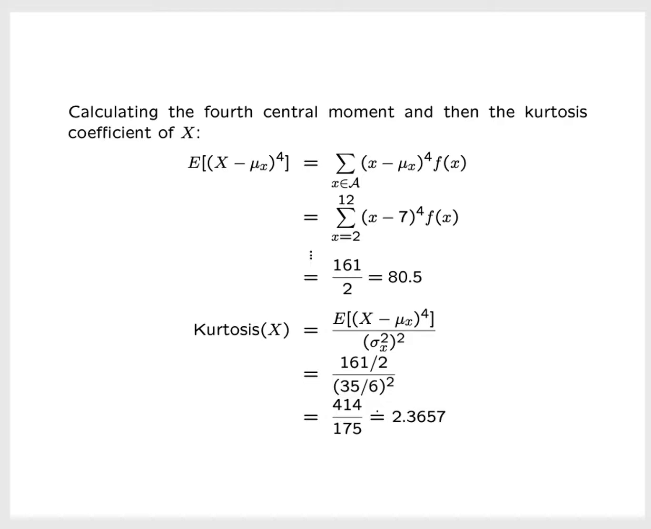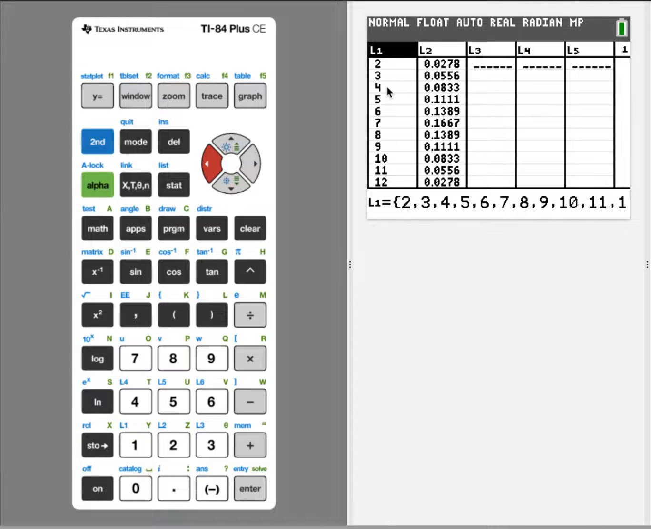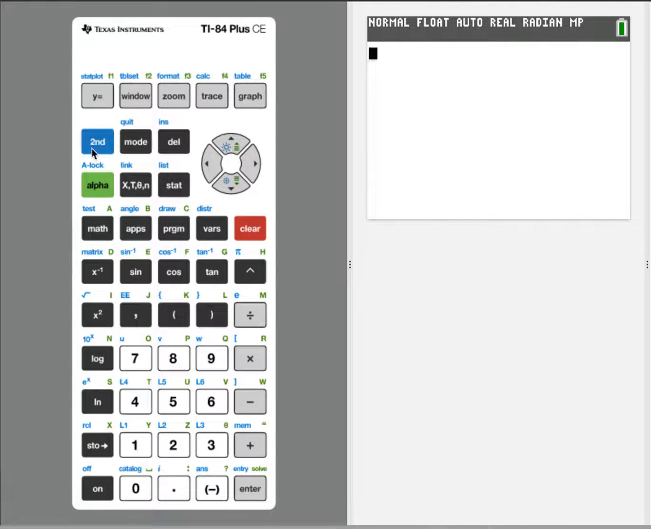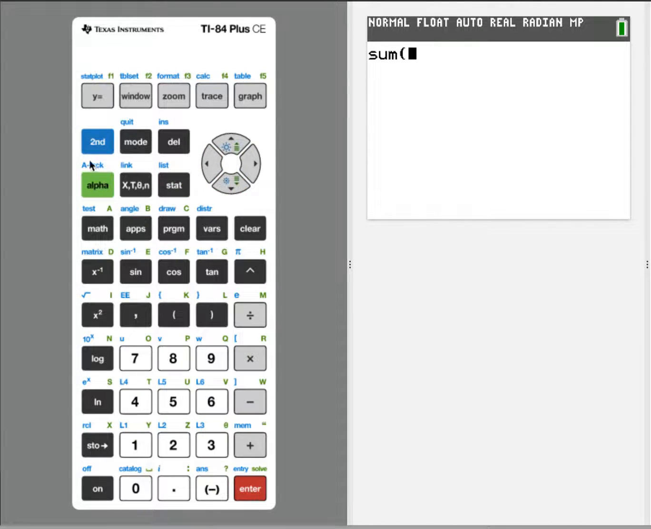Now, to show some of these calculations on the TI-84 calculator, I have entered the sample space and the values taken on by the PMF in the first two lists. To do these calculations, we'll first calculate the mean. We know that that's going to be the sum of the inner product of list 1 and 2. In other words, the sum of the products of the values of corresponding entries in list 1 and list 2. And so that turns out to be 7.